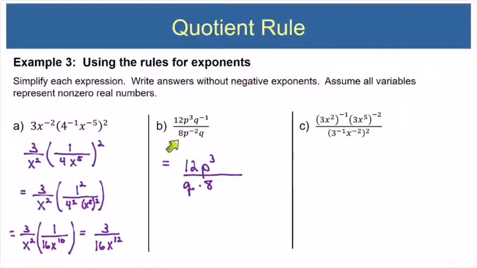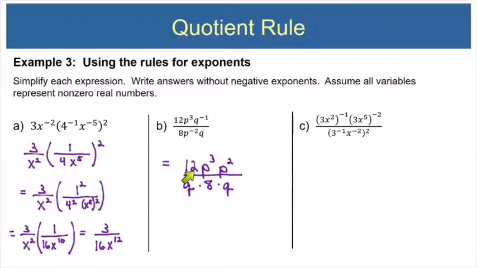We only move it if it's negative. P to the negative 2 has a negative exponent, so move that to the top. And then this q has no exponent showing, so its exponent is positive 1, so leave it where it is. Now I'm just going to regroup and see where we are.